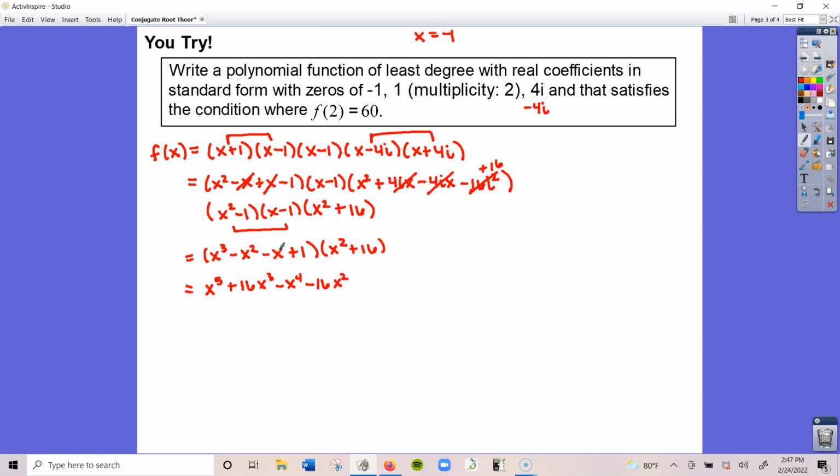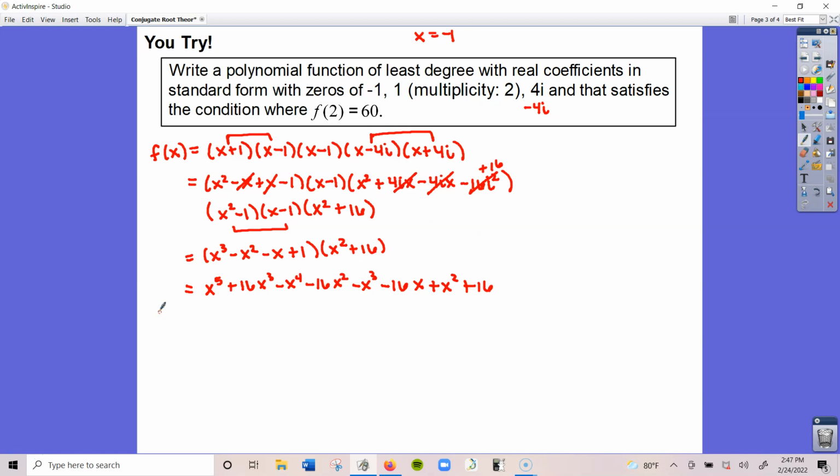Now when we distribute the negative x, x times x squared is negative x to the third. Negative x times 16 is negative 16x. And finally, distributing the 1, that's going to be plus x squared plus 16.